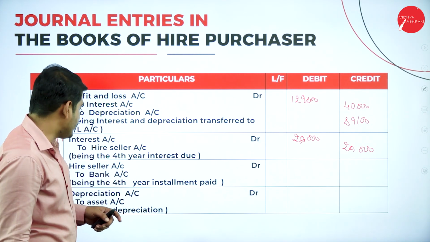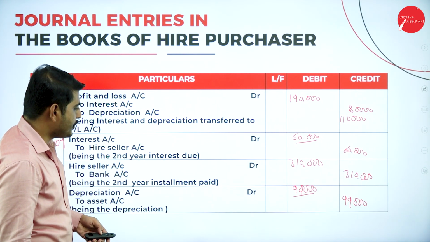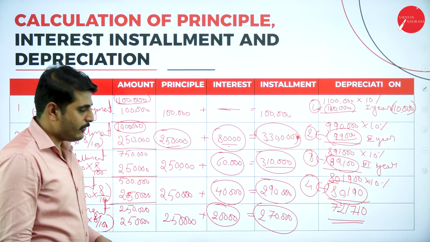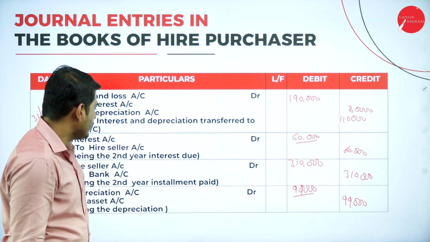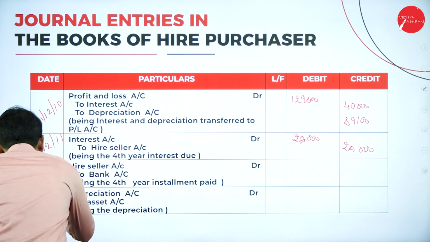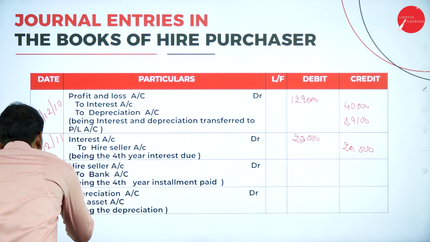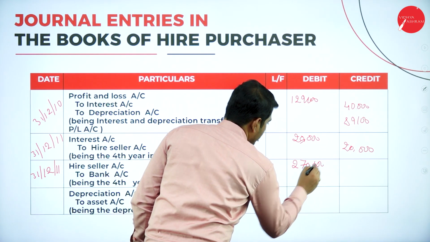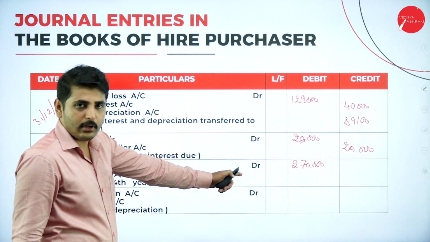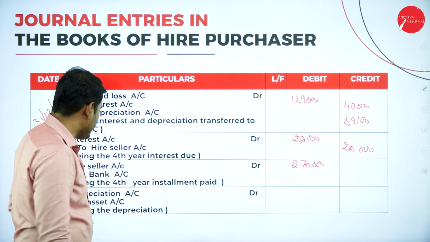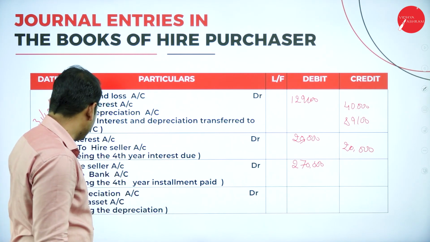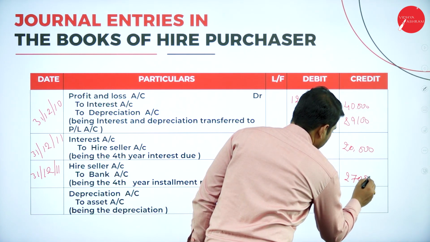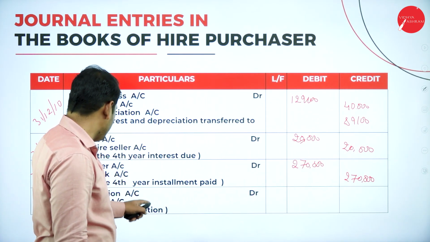Now we have to make the installment. What is the installment we have paid? Let's check. The installment is 2,70,000 rupees. We have paid the fourth installment, dated 31st December 2011, 2,70,000. The Hire Seller, also called Tata Motor company, account debit 2,70,000 to Bank account 2,70,000.